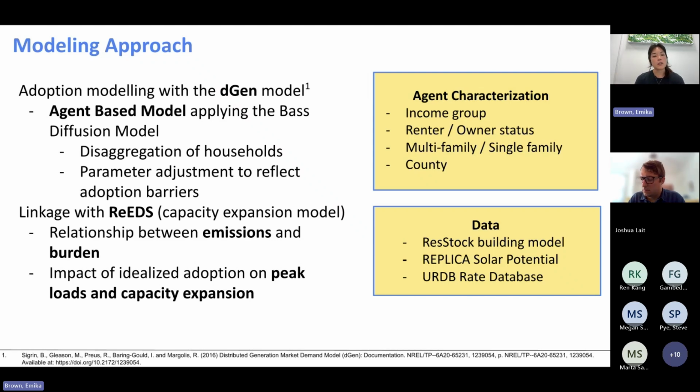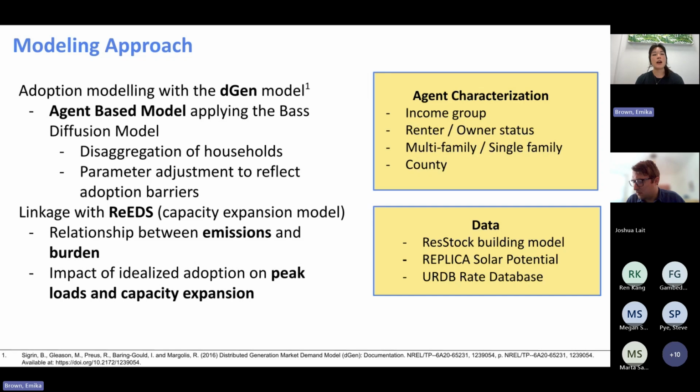And then another benefit of using this model is that the parameters of the base diffusion model can be adjusted to reflect adoption barriers specific to different groups. And there's been a lot of interesting recent work on trying to calibrate the base diffusion model to different income groups and different geographies based on historic adoption of solar. I think that would be really interesting to explore, especially to try to quantify what the impact to specific groups of barriers to adoption might be over time.